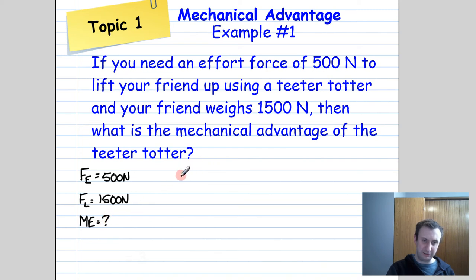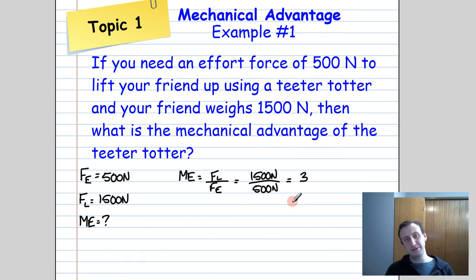So mechanical advantage is equal to load force divided by effort force. So I have 1500 newtons divided by 500 newtons. And that means that it has a mechanical advantage of 3. This does not have a unit. Mechanical advantage is unitless because the newtons on the top and the bottom cancel out.